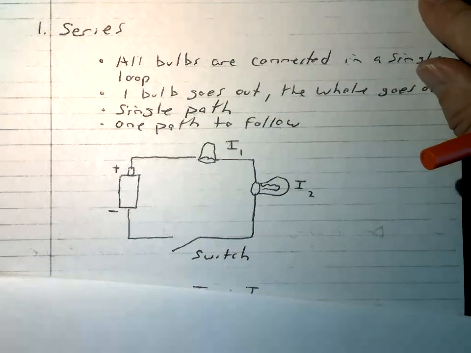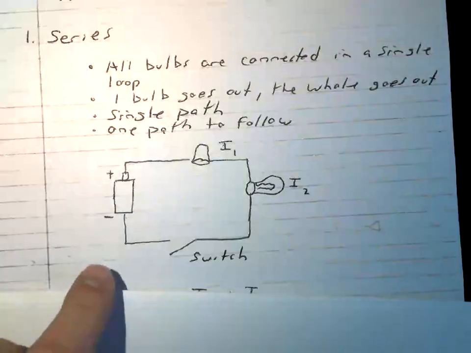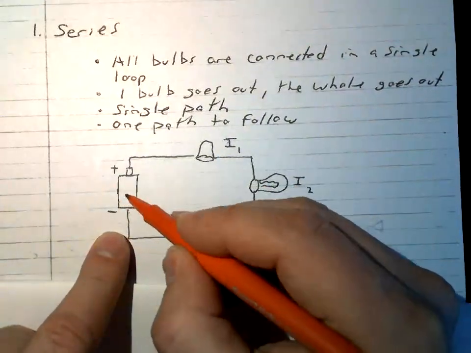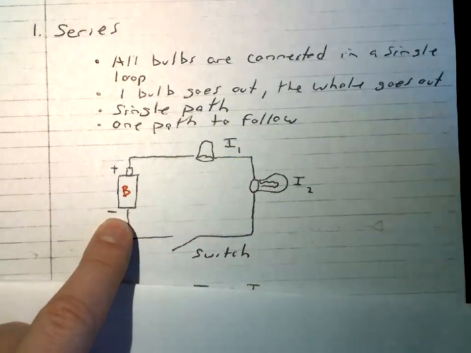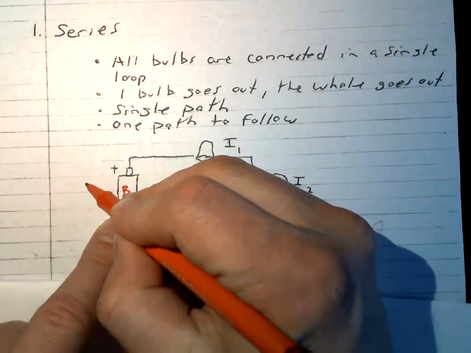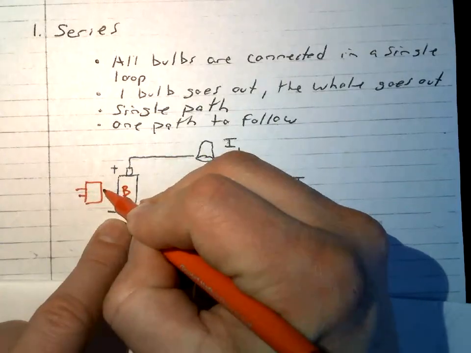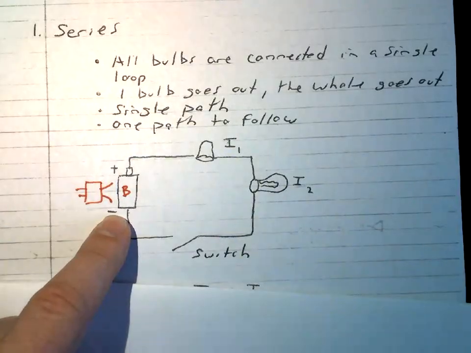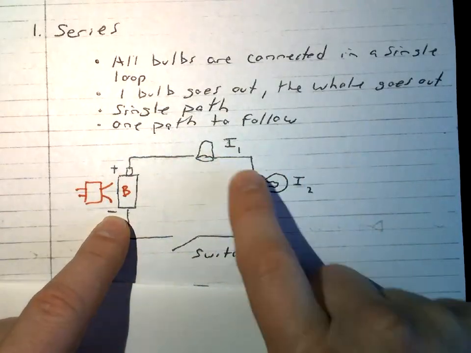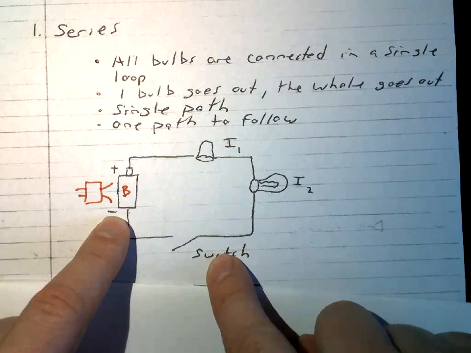Let's say you have your power source, which is like a battery. It doesn't have to be a battery. It could be a light switch or a plug. But anyway, a power source. And so you have a light, and a switch.